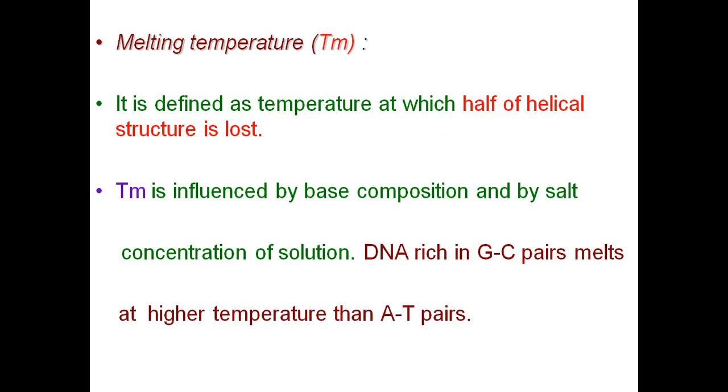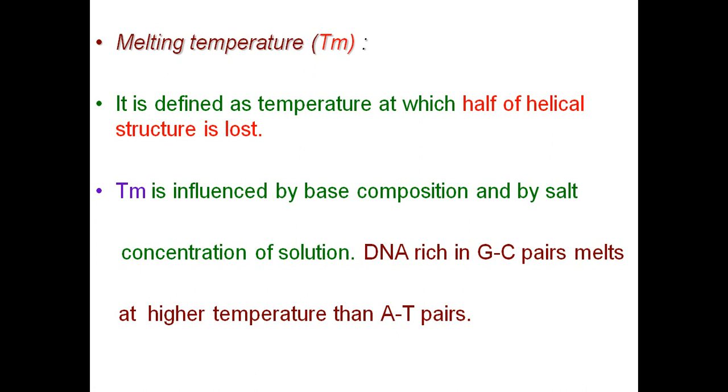Now melting temperature is one term which you should understand for denaturation of DNAs. Melting temperature is defined as the temperature at which half of the helical structure of DNA is lost. This is called Tm. Tm means melting temperature. Tm is influenced by base composition and by salt concentration of the solution.